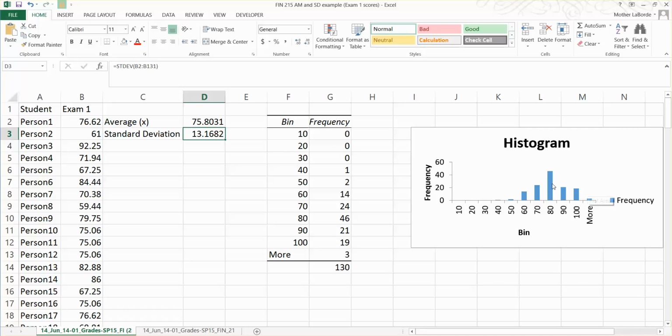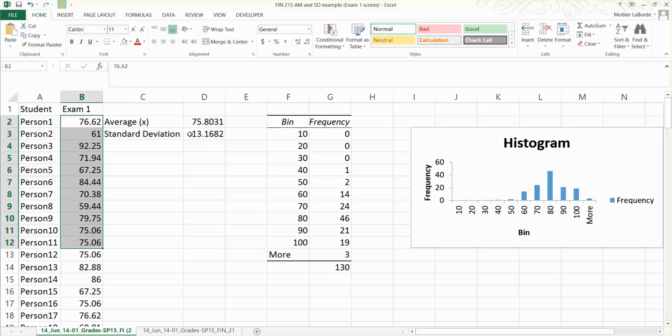One thing I might be interested in knowing from looking at these numbers is, if on average my grades generally follow a normal distribution, what percentage of the people could I expect to score higher than 90? Now I can actually count them. I can go through here and count them, but maybe I don't want to do that. It would be time consuming.